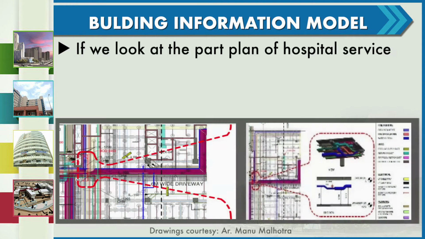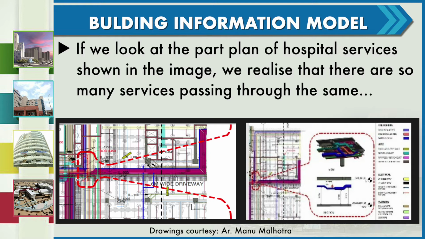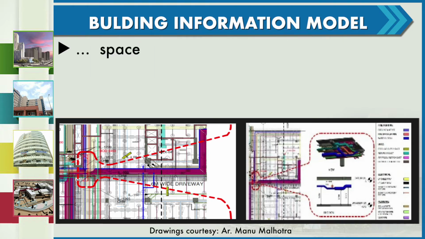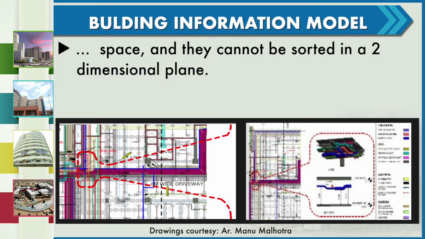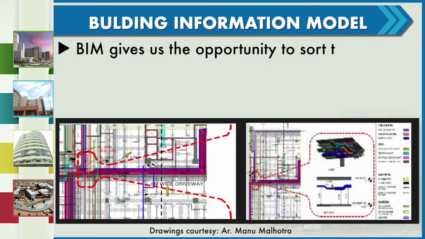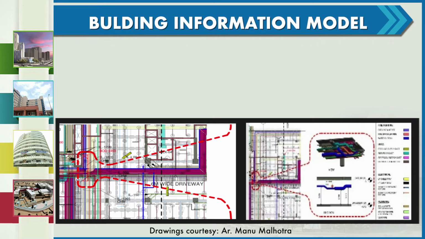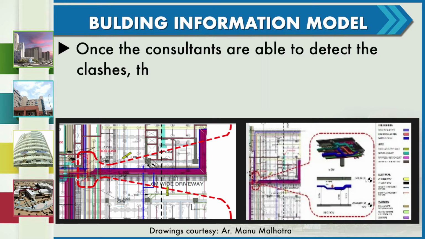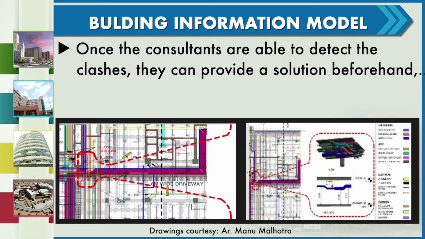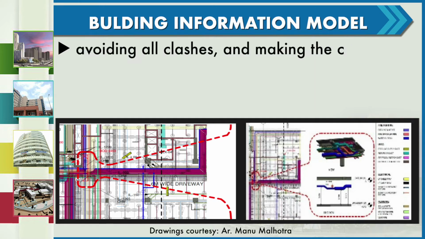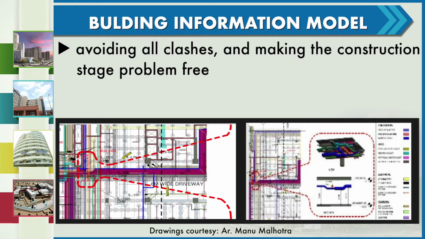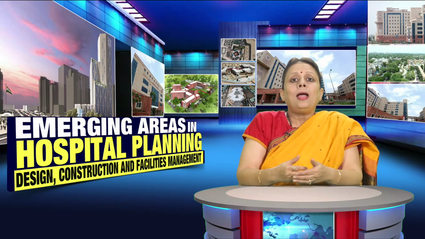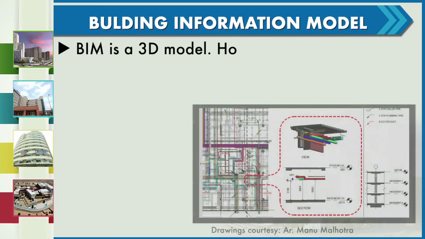If we look at the part plan of a hospital services shown in the image, we realize that there are so many services passing through the same space and they cannot be sorted at a 2-dimensional level. BIM gives us the opportunity to sort them in 3 dimensions. The routing for these can be designed in 3D at the planning stage itself. Once the consultants are able to detect the clashes, they can provide a solution beforehand, avoiding all clashes and making the construction stage problem-free.